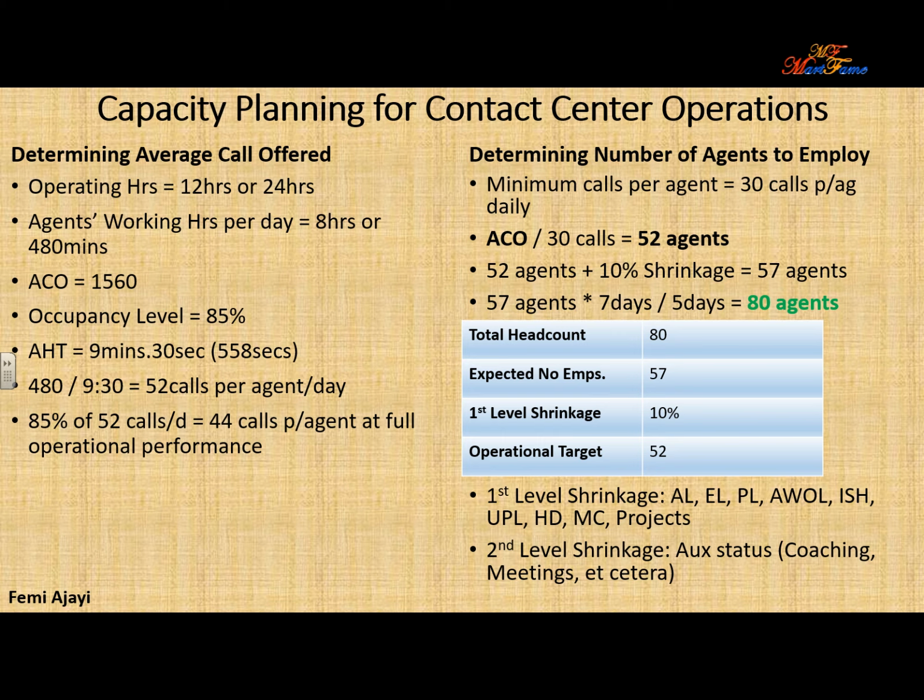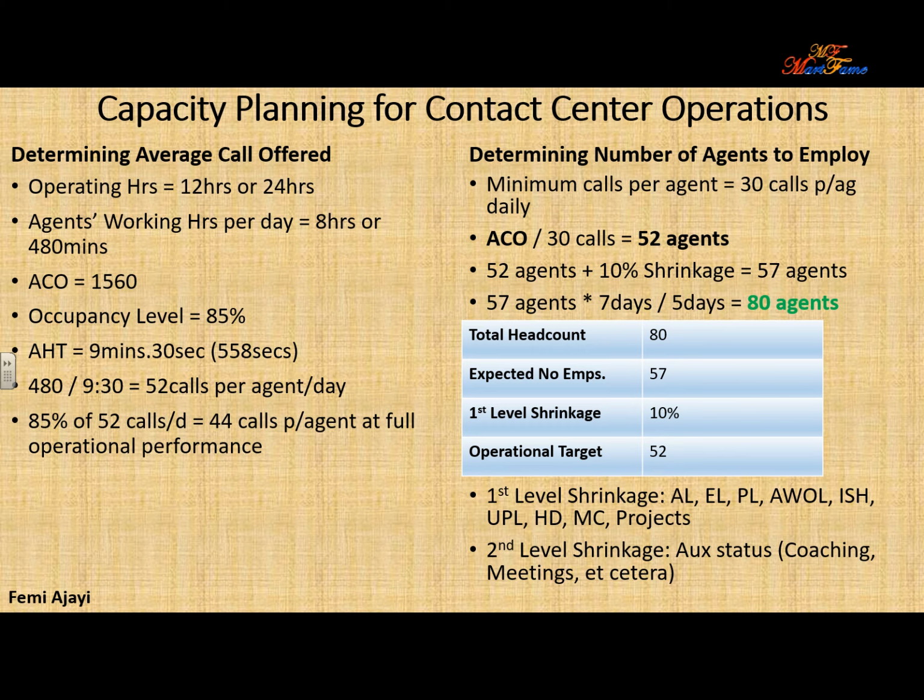So what you want to do here is to set a minimum number of calls that you want each agent to be taking. Some companies will probably set it to 70%, which is what I'm going to be using in this calculation. So 70% of these 44 calls gives you around 31 or 30 calls. So let's say it's 30 calls per agent, the minimum number of calls that they need to answer. So you need to divide the average call offered by that. That gives 52 agents that you need to employ.